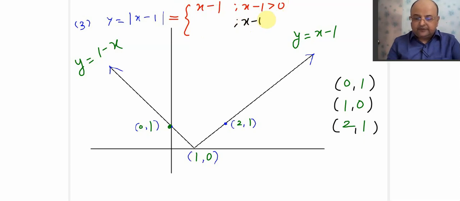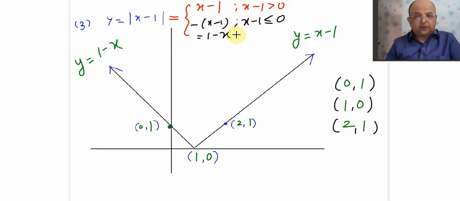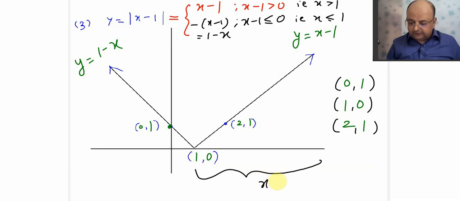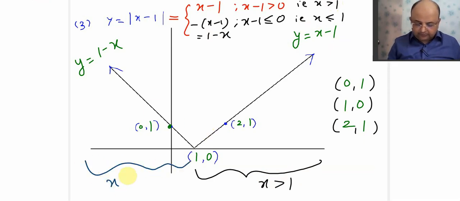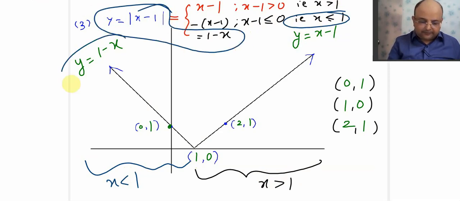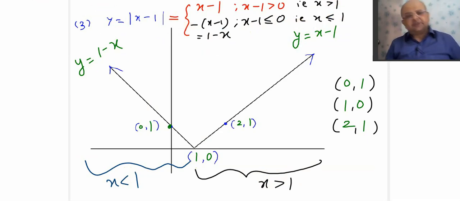Yes. And if this is negative, then you should write outside a minus sign. That is nothing but 1 minus x. So if x is greater than 1, then y is x minus 1. And if x is less than or equal to 1, then y is 1 minus x. You should know all of this.